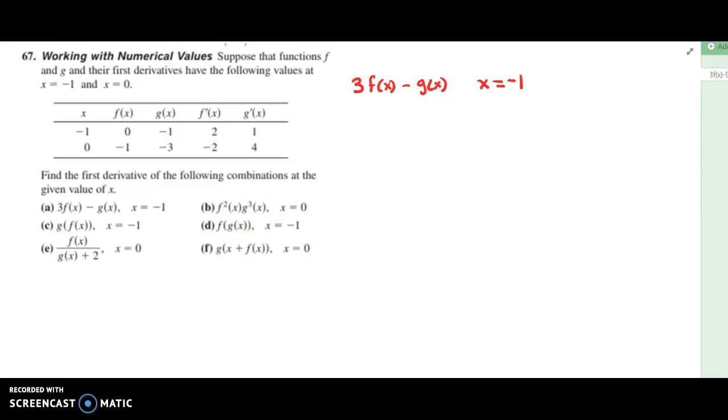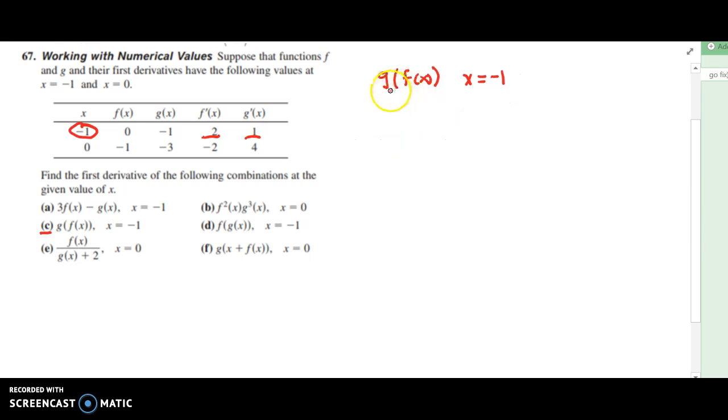This first problem is pretty easy. You're just being asked to take the first derivative, and this is just a constant. So you really just want 3 times f prime of x minus g prime of x. This is negative 1. The derivative of f is 2, and the derivative of g is 1. So we really want 3 times 2 minus 1, or 6 minus 1 is 5.